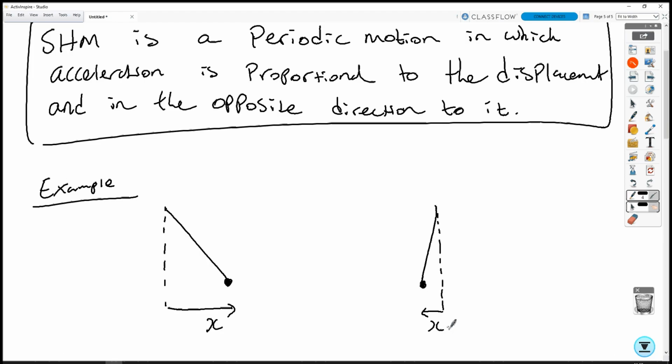Now, comparing the two pendulums, the first pendulum I drew has a larger displacement. So it will also have a larger acceleration because they're proportional. Acceleration is proportional to displacement. But in the first example, the displacement is towards the right, so acceleration must be towards the left, so it's in the opposite direction. And in the case of the second one, it's going to have a smaller acceleration, but it's going to be pointing towards the right.